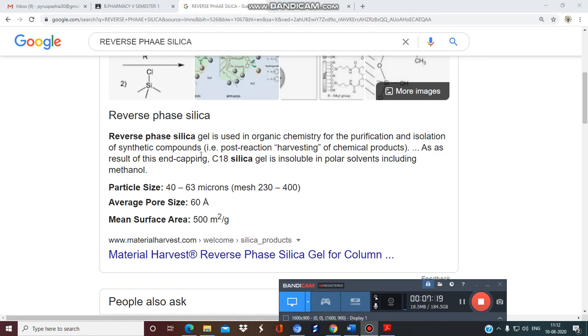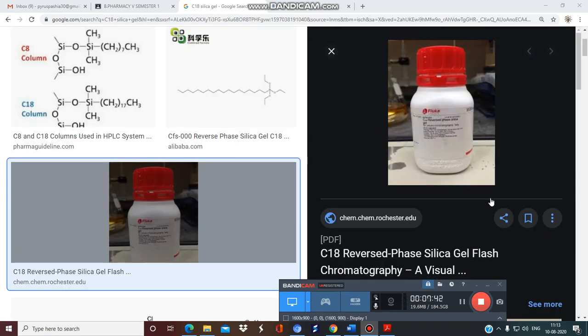Let's see here. The silica that is used in non-polar or reverse phase chromatography is C18 silica gel. C18 silica gel is nothing but a non-polar silica that is used in reverse phase chromatography, also known as reverse phase silica. So here it is, C18 reverse phase silica gel.